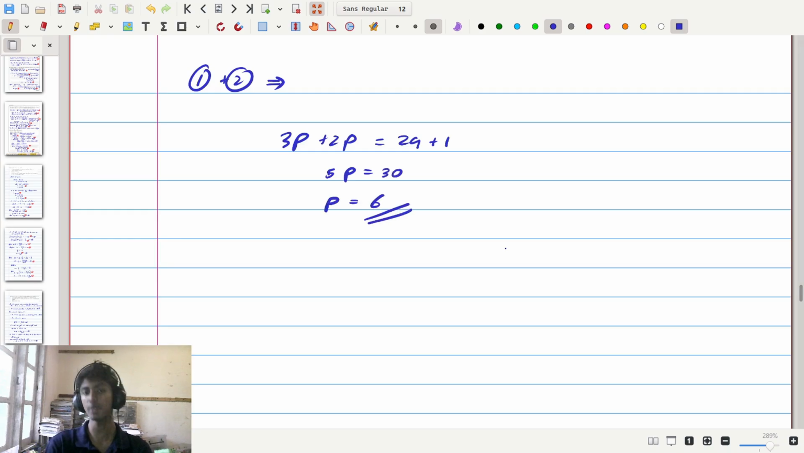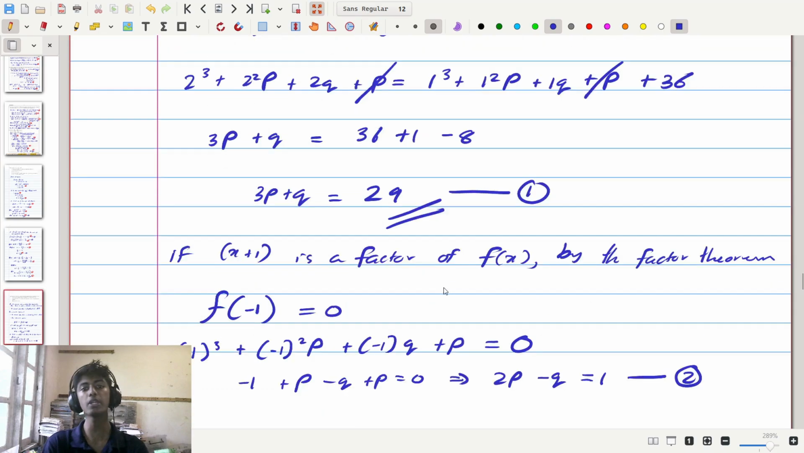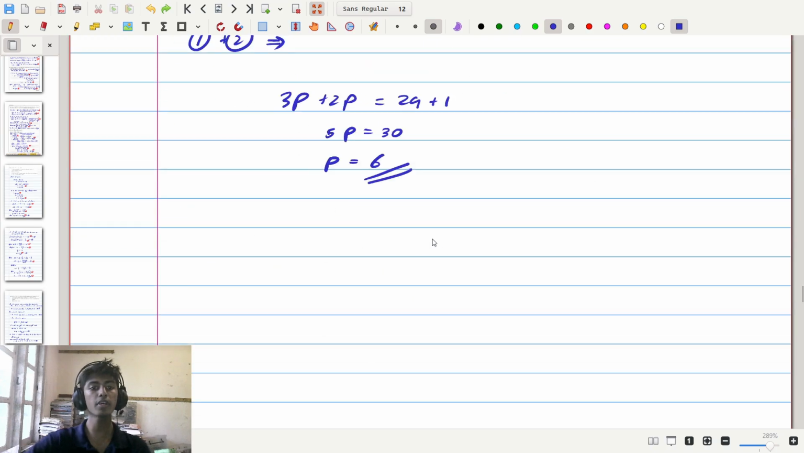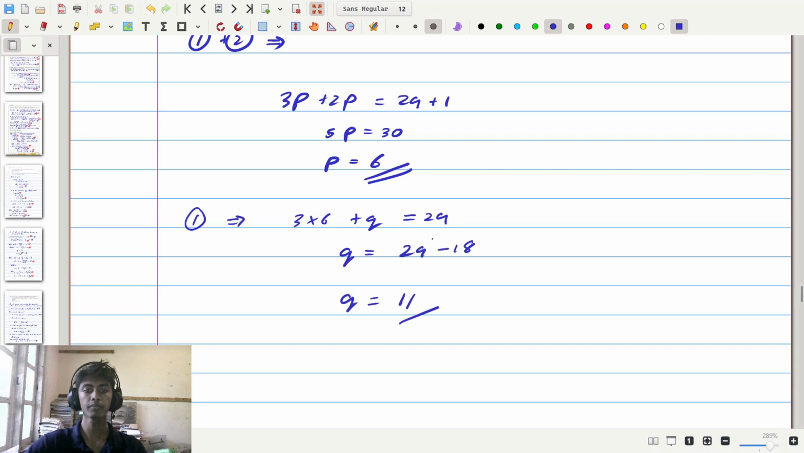Now we've solved p. Now we can substitute p into either of these equations in order to find q. Let's say we take equation number 1. From equation number 1, we get 3p, which is 3 times 6, plus q equals 29, which means we have 18 plus q equals 29. Taking 18 to the other side, q equals 29 minus 18, and therefore q is equal to 11. And with that, we have also solved p and q.